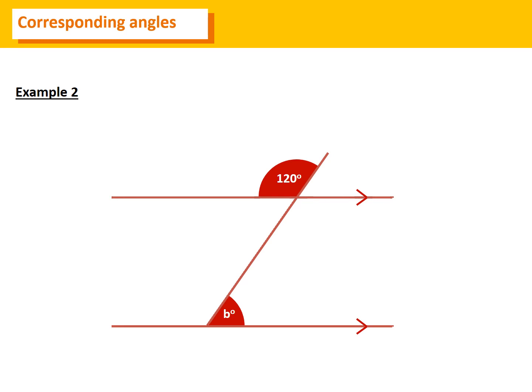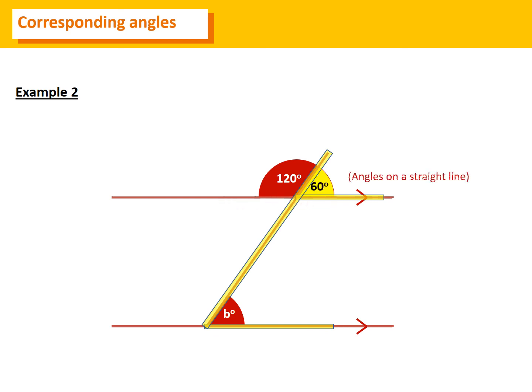In example 2 here, if we try and form an F shape, we can see that B lies inside the F shape, but 120 degrees lies outside the F shape. However, we can find that yellow angle next to the 120 degrees, which would lie inside the F shape and which would be corresponding to angle B. At the top here, we use the angles on a straight line, that straight line there, to give the yellow angle equal to 60 degrees.